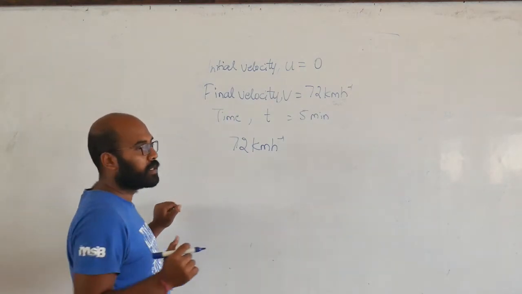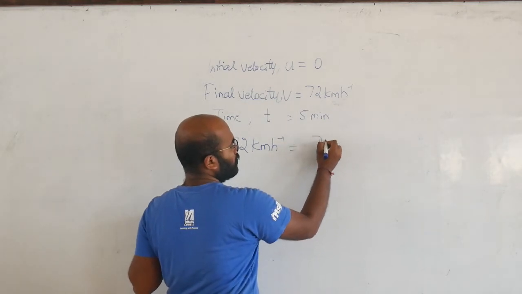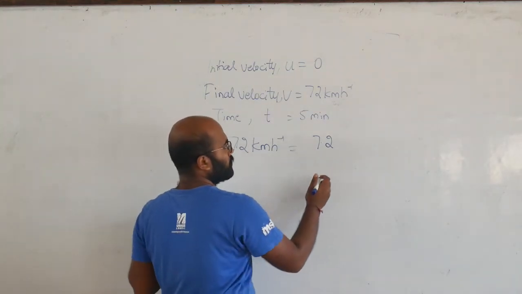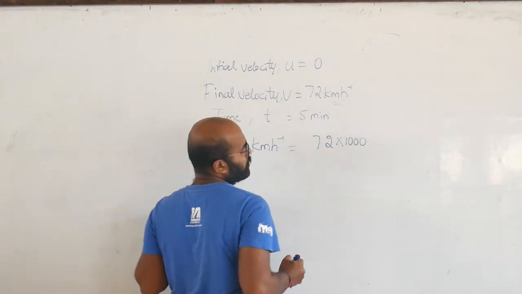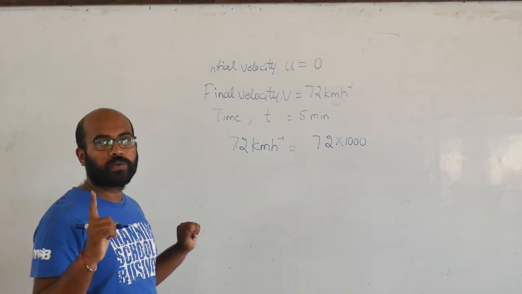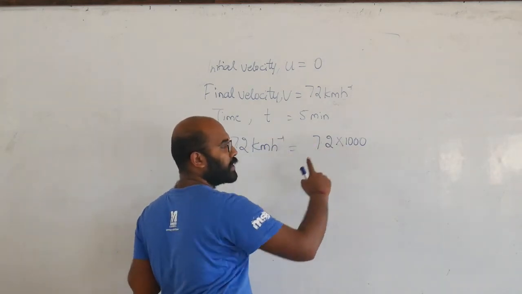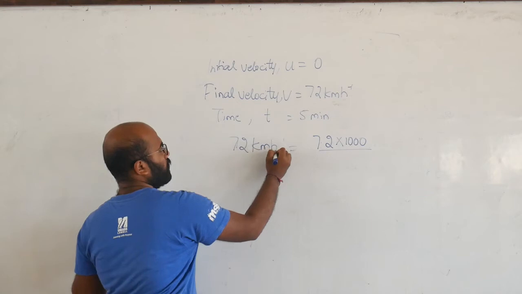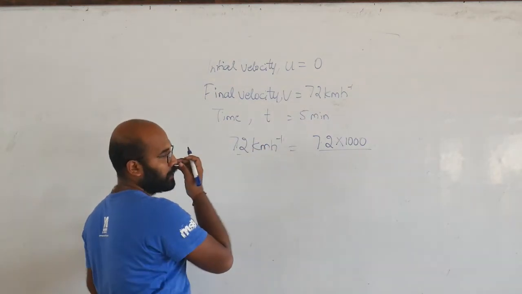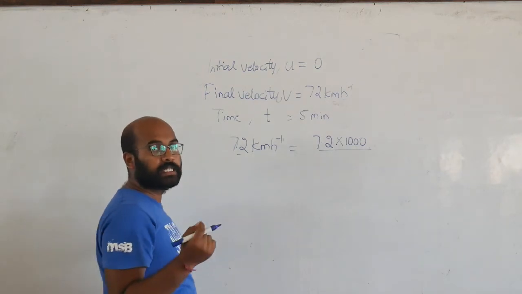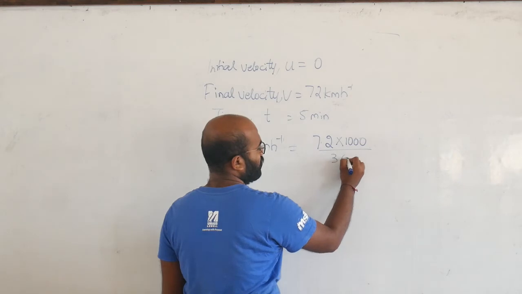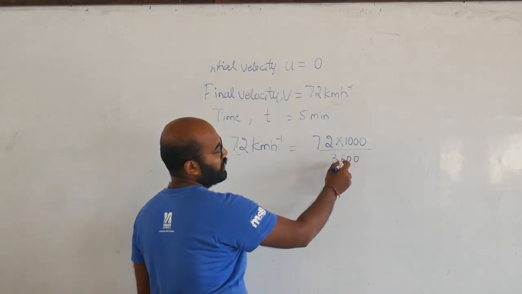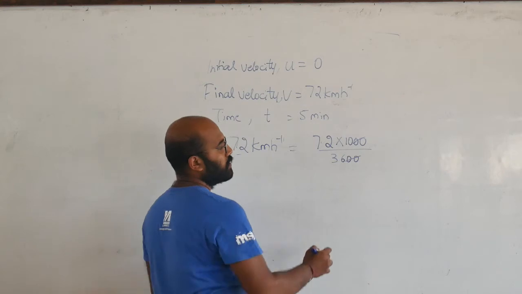Convert kilometer to meter. We have 72 kilometers. So 72 kilometers is 72 into 1000, because 1 kilometer means 1000 meters, divided by, since it is per hour, per hour can also be written as divided by hour. 1 hour is 3600 seconds. Zeros cancel, zeros cancel.